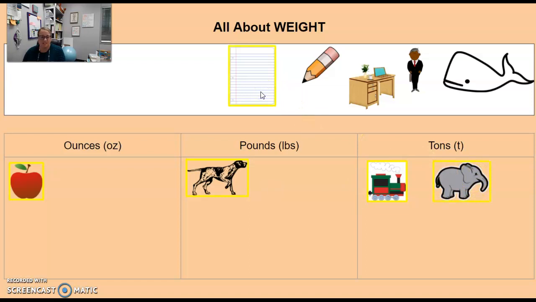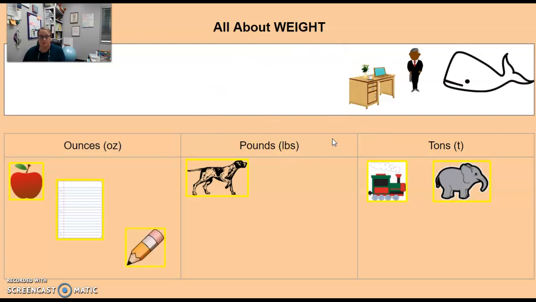What about just a single piece of paper? If I wanted to weigh a piece of paper, would I use ounces, pounds, or tons? That's right, I'm going to use ounces. What about a pencil? If I wanted to weigh the pencil, would I use ounces, pounds, or tons? That's right, I would use ounces. What about a desk? If I wanted to weigh a desk, would I use ounces, pounds, or tons? That's right, I would use pounds.